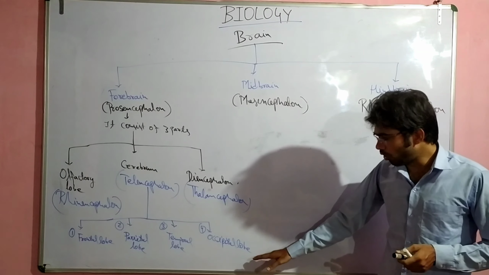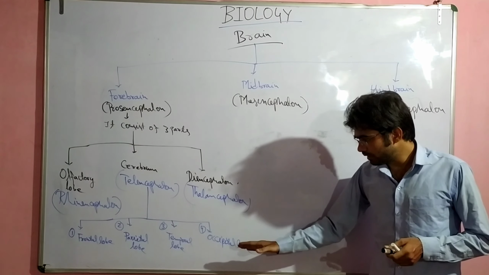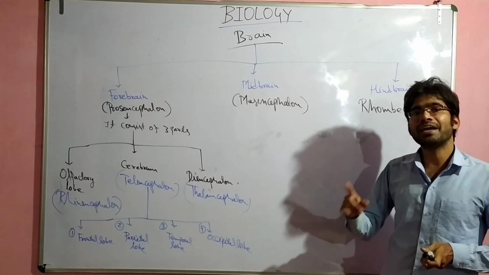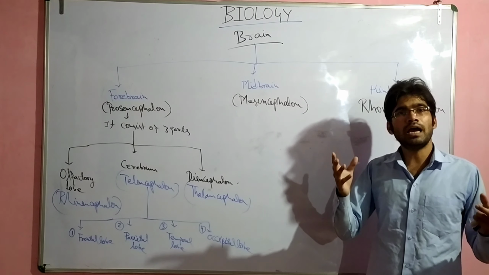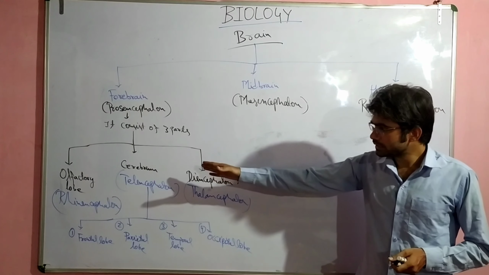Now come to the occipital lobe. This occipital lobe has one area, the visual area. This area aids in the perception of light and images. So that is all about the cerebrum.